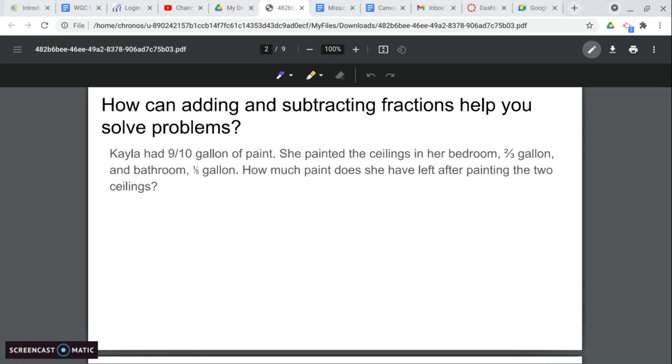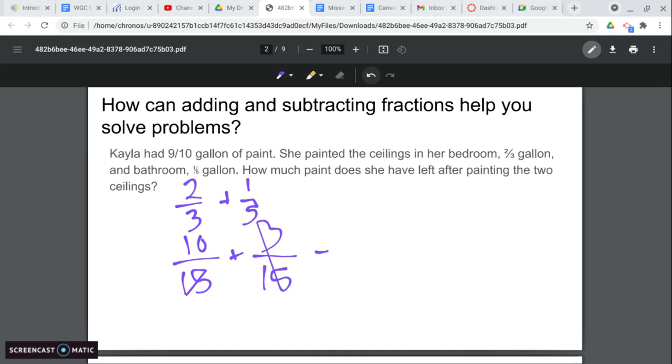So we have 2/3 and 1/5. In order to add these, we need a common denominator. The common denominator between 3 and 5 is 15. So I do not know what's going on with these lines. So 3 times 5 is 15, 2 times 5 is 10. Multiply both these by 3, 15, and 3. So 10 plus 3 is 13/15. So that's how much paint she used.